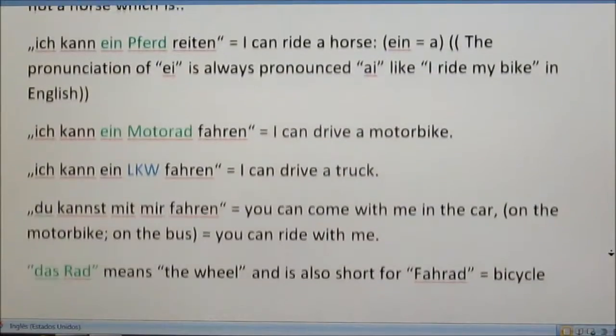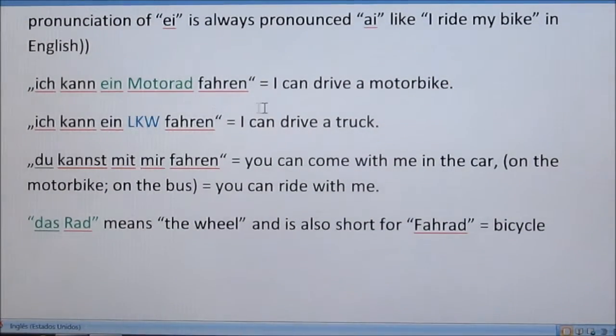Ich kann ein Motorrad fahren. I can drive a motorbike. Ich kann ein LKW fahren. I can drive a truck. Du kannst mit mir fahren. You can come with me in the car. You can drive with me, you can ride with me.